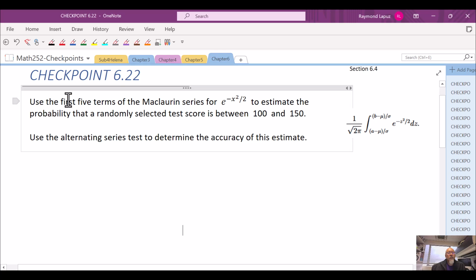It says to use the first five terms of the Maclaurin series for e to the negative x squared over 2 to estimate the probability that a randomly selected test score is between 100 and 150, and then use the alternating series test to determine the accuracy of this estimate.